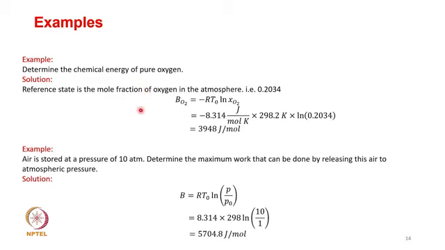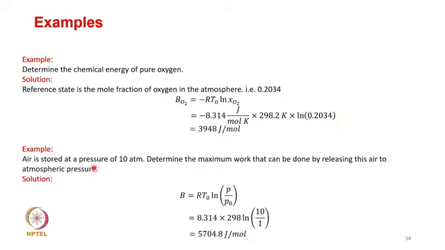So the reference state is the mole fraction of oxygen in the atmosphere, which is 0.2034. So here the appropriate expression is minus RT ln X naught. You substitute the values, and eventually we are going to get RT ln X not equal to X naught. So this would be the final expression.